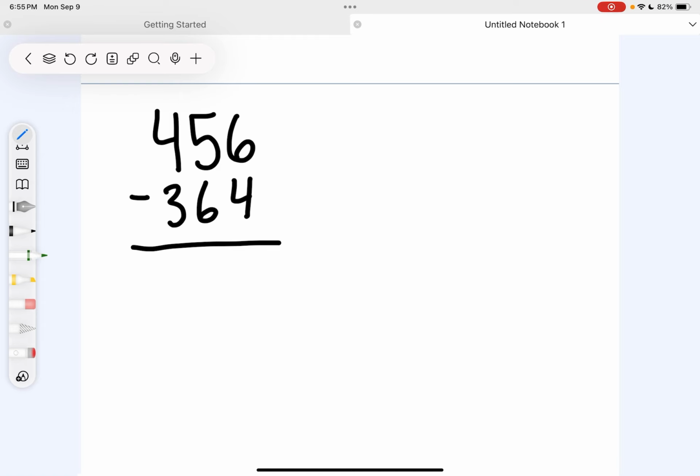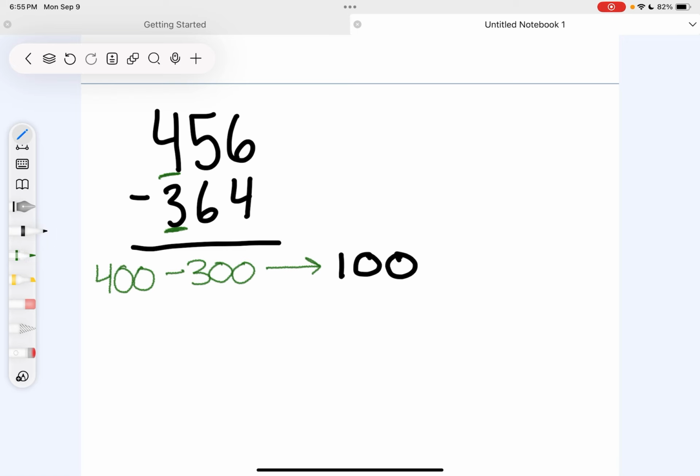So let's start with our first problem, 456 minus 364. How we start this is we start with our hundreds place, that is our 400 and 300. Now, what it's showing you is 400 minus 300, which should get you 100. Next is our tens place.